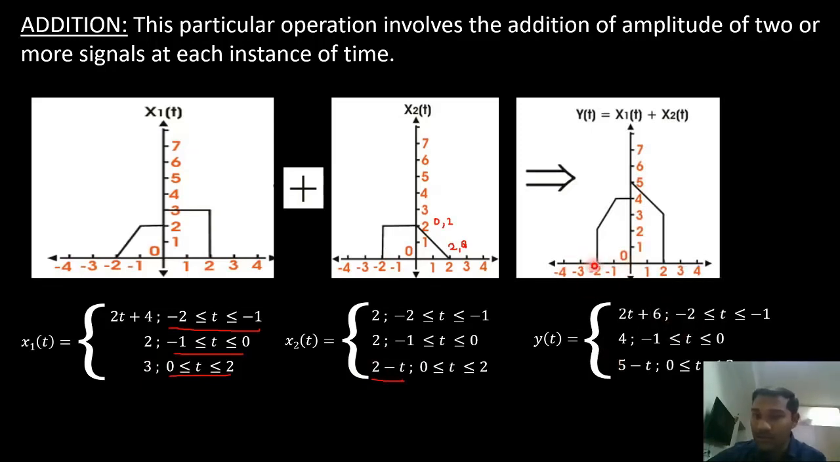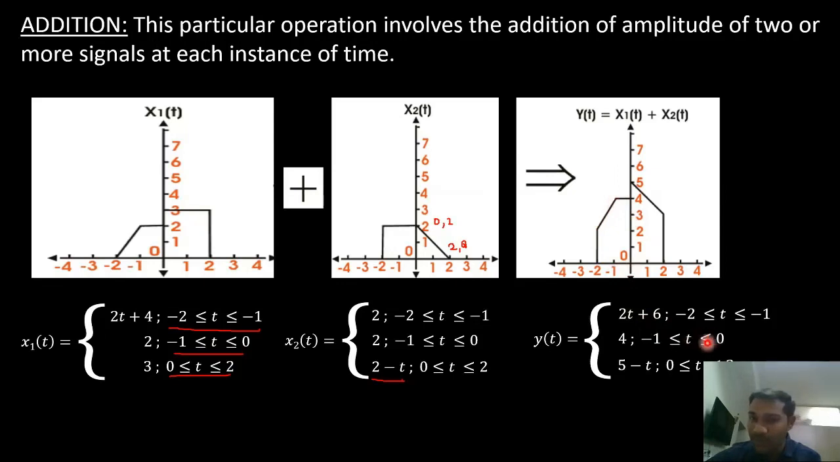In -2 to -1, when the value of t is -2, 2 into -2 is -4, and -4 plus 6 is 2. At -2 the value is 2. Similarly at -1, 2 into -1 is -2, plus 6, 6 minus 2 is 4. So at -1 the value is 4. So we'll just join these 2 points.